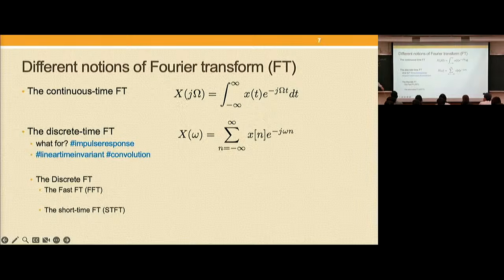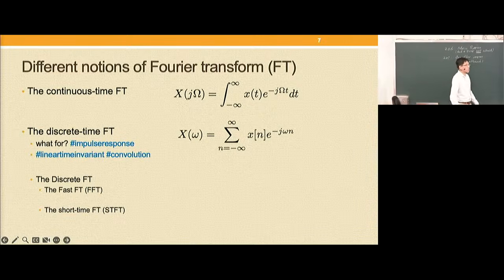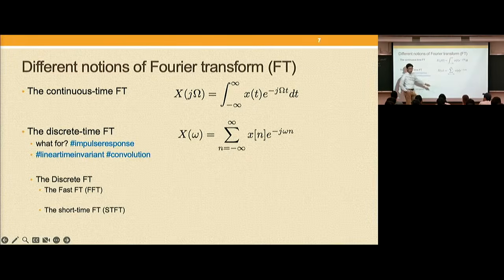But in this course, since we have C to D, we convert our signal to discrete time and we handle our signal in discrete time. So it's not surprising that we also have a version of the Fourier transform for discrete time signals.